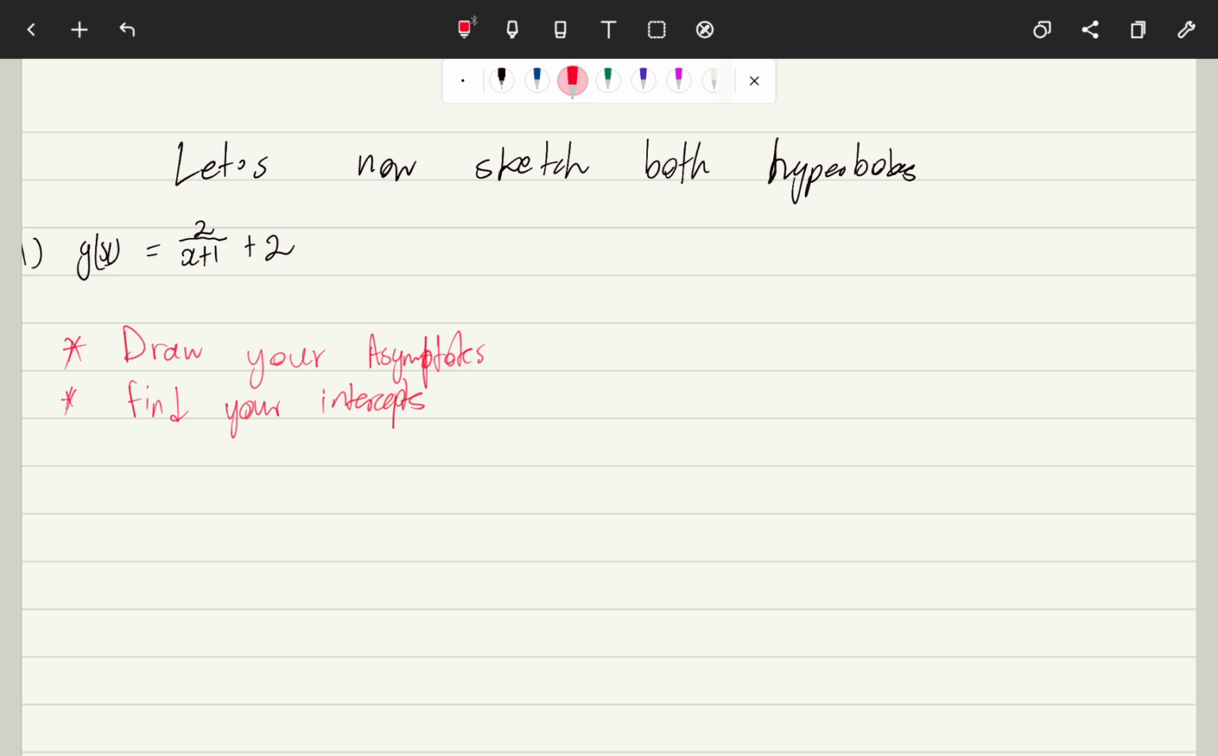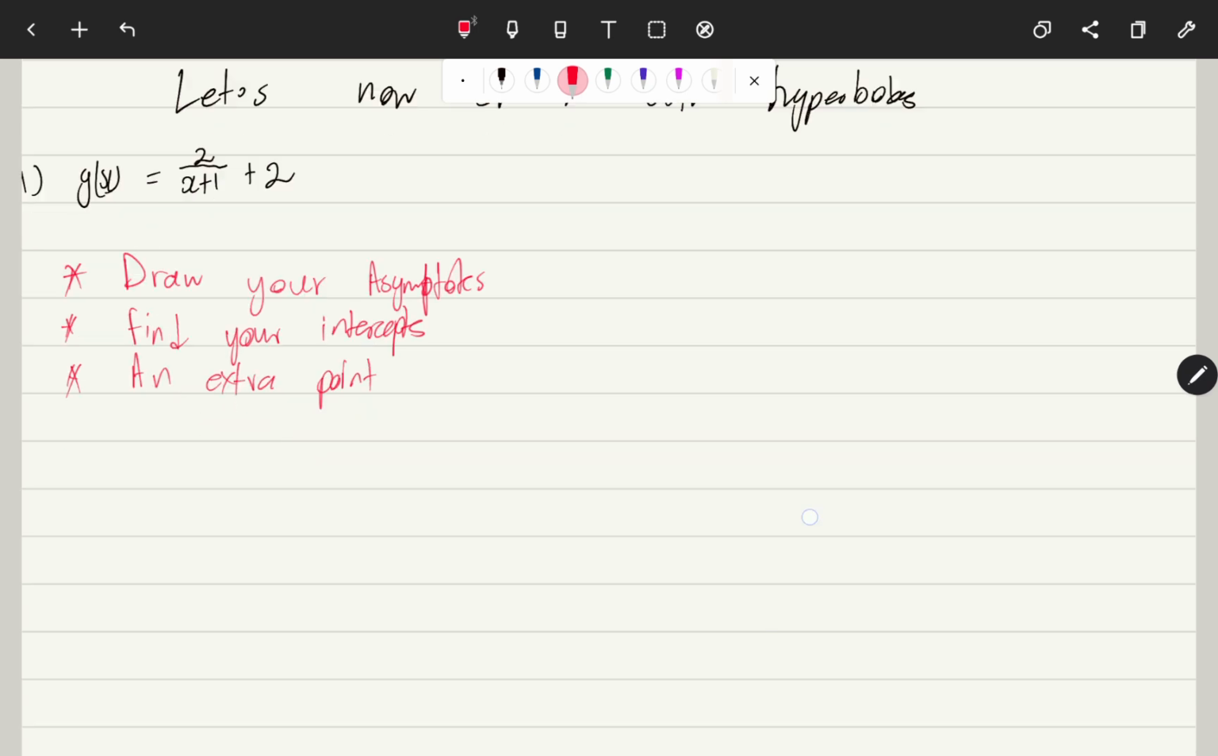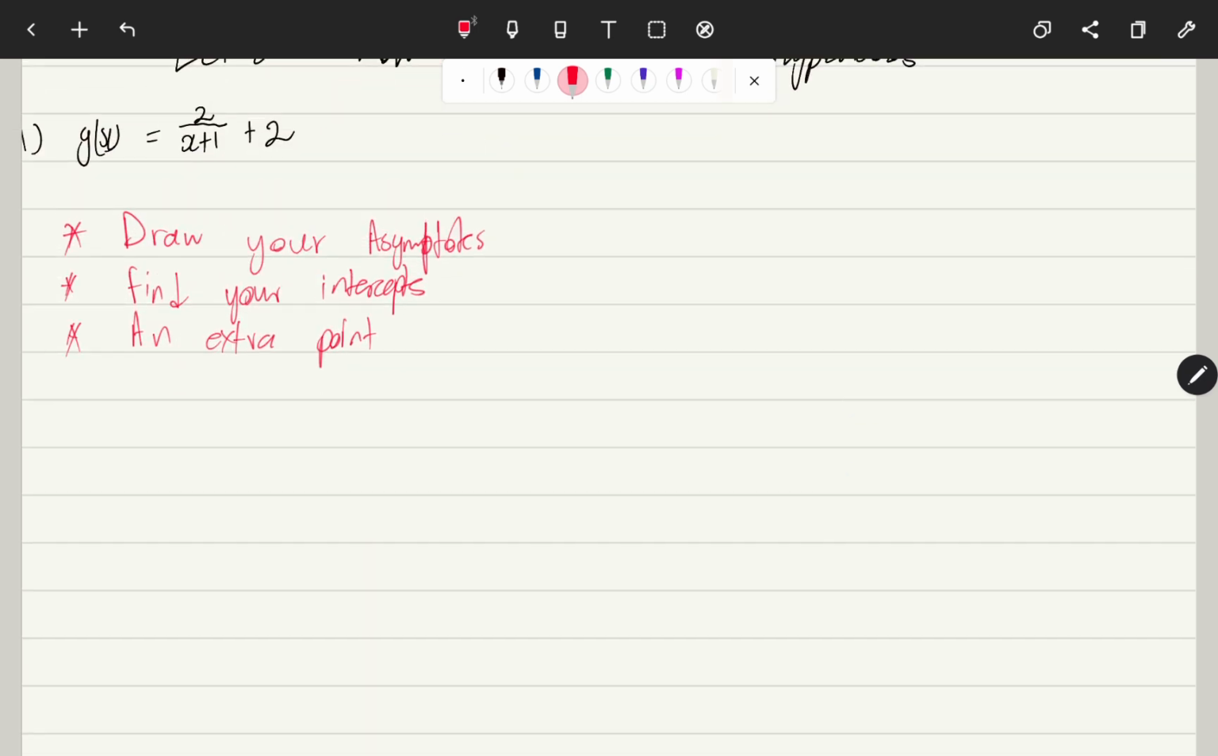You have your asymptotes, you drew them, and then you have your intercepts, you drew them, and I think maybe an actual point or coordinate, and then you'll be fine. So let us use all these points to draw our hyperbola.